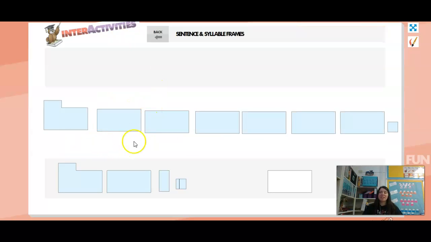So our first sentence, this one looks like a really long sentence. We have Meg is as tall as I am. So if I type in here, I have Meg is as tall as I am.